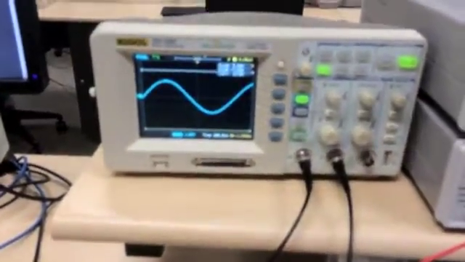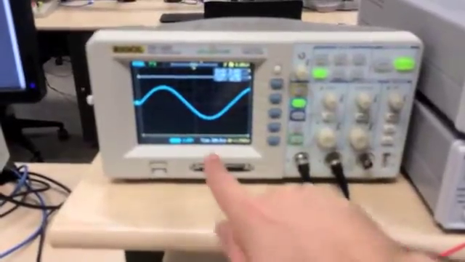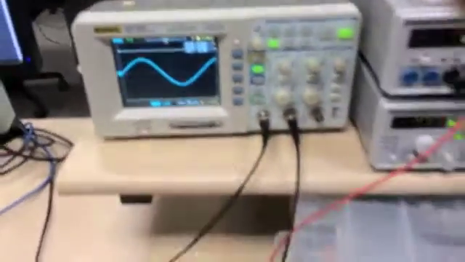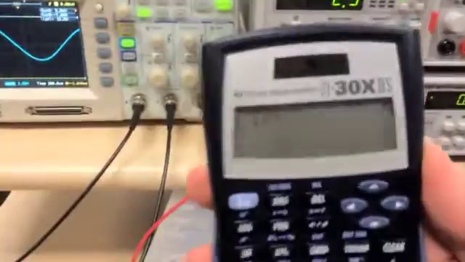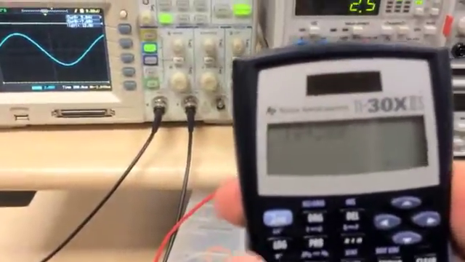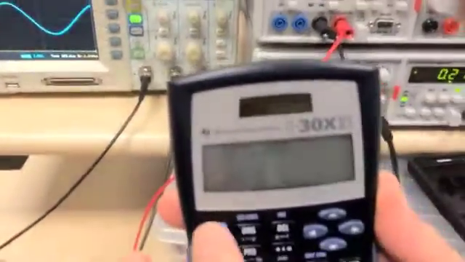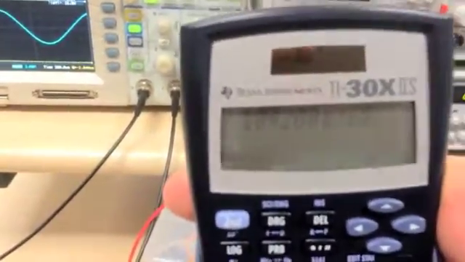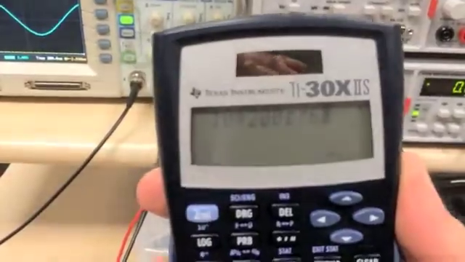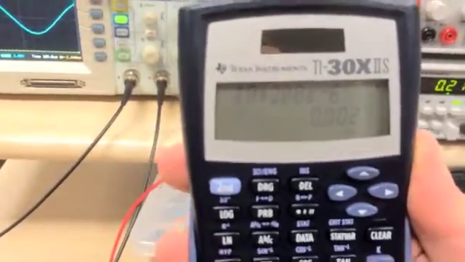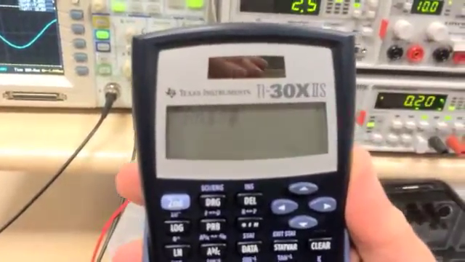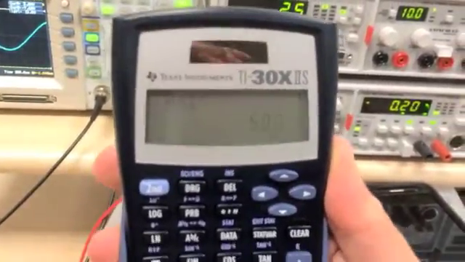As before, we see 10 divisions left to right, and the unit for the x-axis is 200 microseconds. So old school calculation, we have 10 divisions, each division worth 200 microseconds, and micro is a prefix in 10 to the negative 6. And so this gives us our period in seconds, which is 2 milliseconds. If I take 1 over this, to the negative 1 power, I have the frequency in hertz, which is 500 hertz.